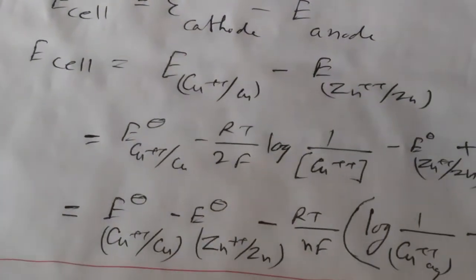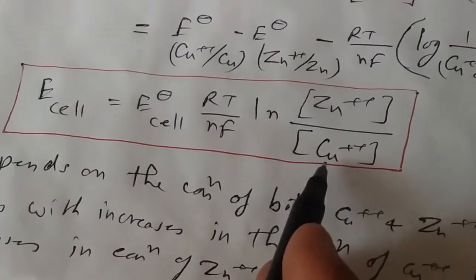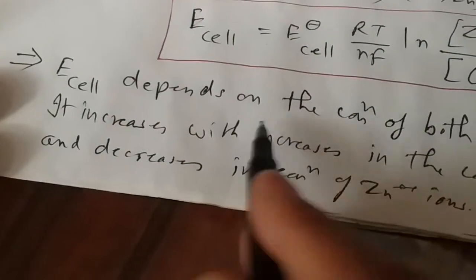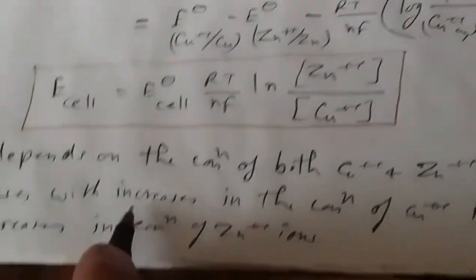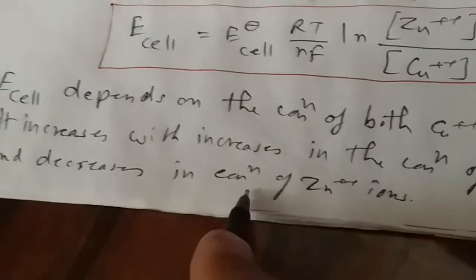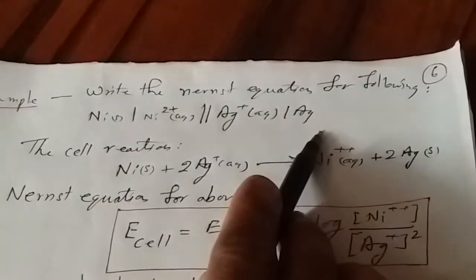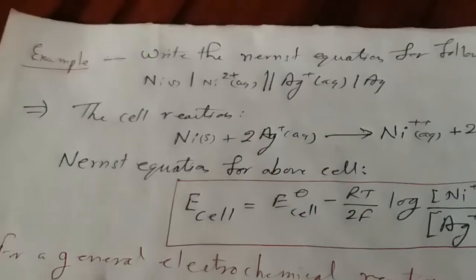This is the Nernst equation for the Daniell cell. What information does it give about the zinc ion and copper ion concentrations? E cell depends on the concentration of both the copper ion and the zinc ion. It increases with an increase in the concentration of copper ion, and decreases with a decrease in the concentration of zinc ion. In the second example we take this cell equation, and this is the Nernst equation for it.